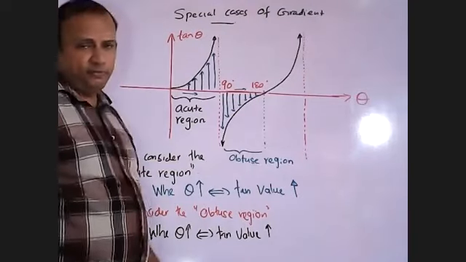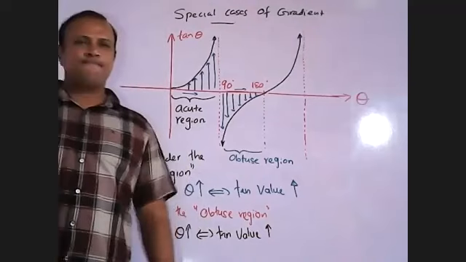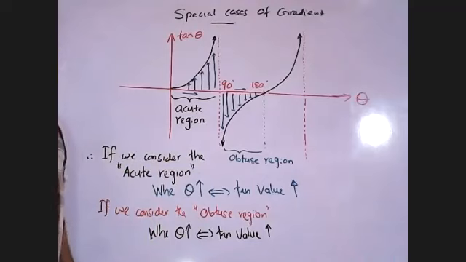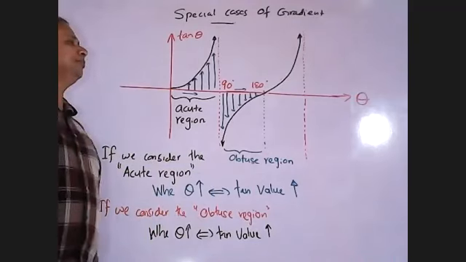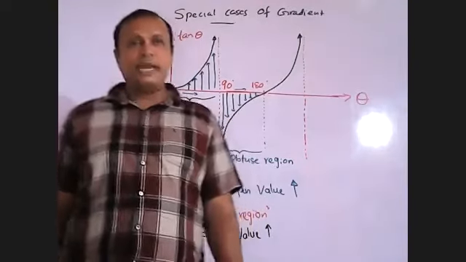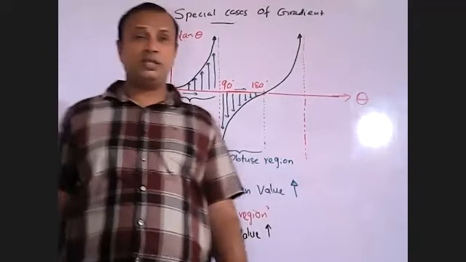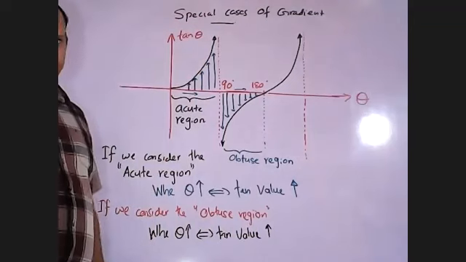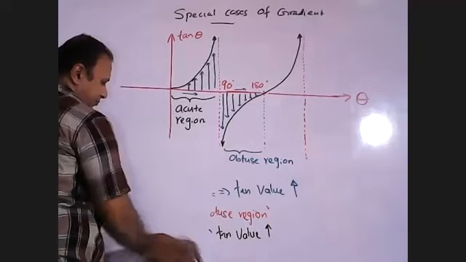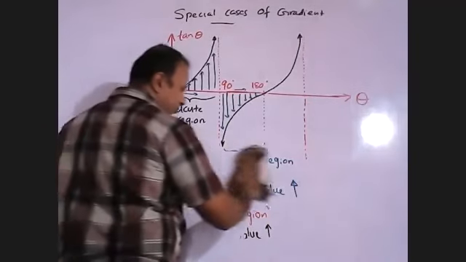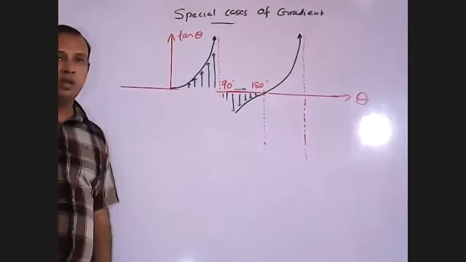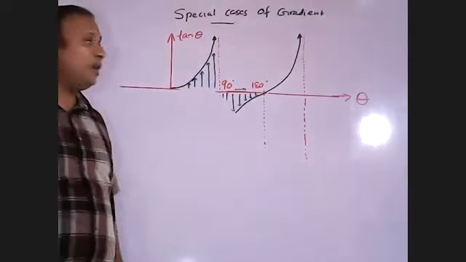When theta is an obtuse angle, tan theta increases with increasing the value of theta.